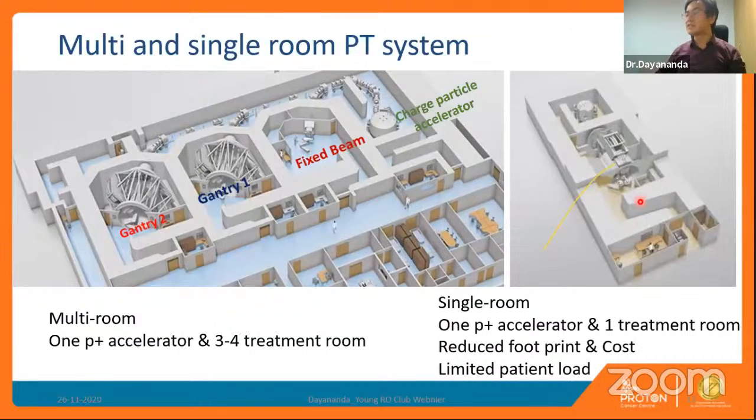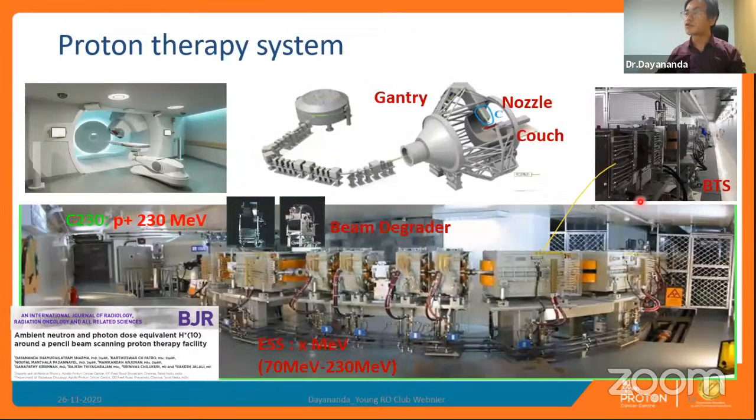But in the multi-room facilities, this is how it looks. We have the isochronous cyclotron over here. We inject highly pure hydrogen gas inside the cyclotron. The electrons are stripped out and the proton is accelerated inside the cyclotron till it attains a maximum energy of 230 MeV. Once it attains 230 MeV, it is extracted out of the cyclotron and focused using magnets. This area, which is called the energy selection system, is full of dipole magnets and quadrupole magnets. The dipole magnets are used to deflect the beam, whereas the quadrupole magnets are used to focus the beam.